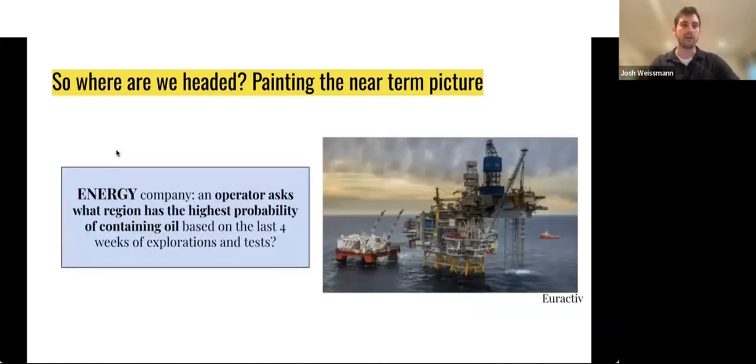Another example, an energy company. And you see these examples are not taking action yet. This is still just recommendations, right? It's not like we want an AI bot running and doing these things on its own, but we want it to give realistic answers to those questions over time. So an operator asks what region has the highest probability of containing oil based on the last 4 weeks of exploration and tests. Again, a recommendation that understands the data world at the organization and understands the way to define a high probability, probably a model, of containing oil.